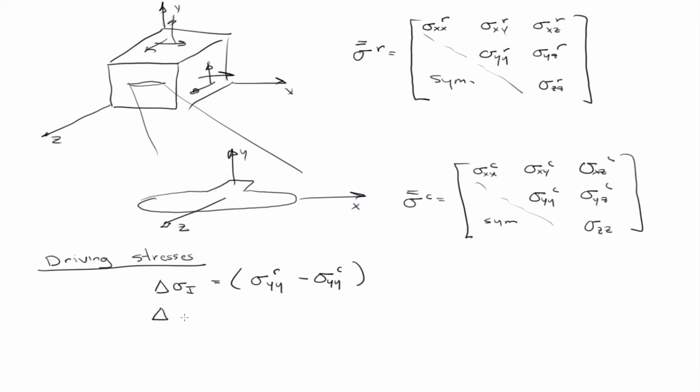Mode 2 is a shear fracture, right? Shear sliding mode. And mode 3 is a tearing mode. Okay, so these are the crack driving stresses.